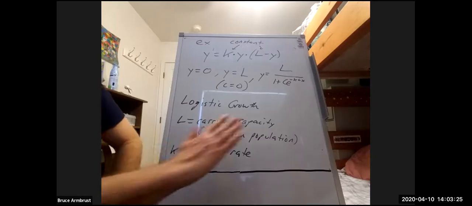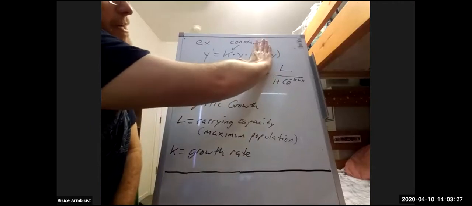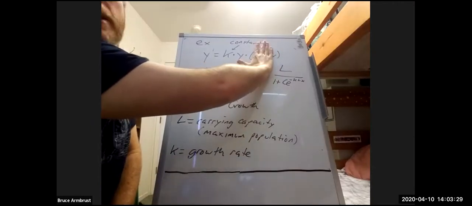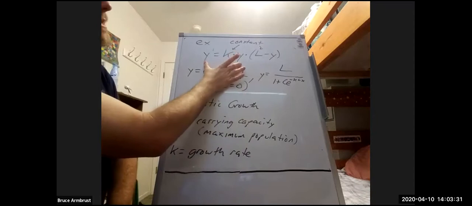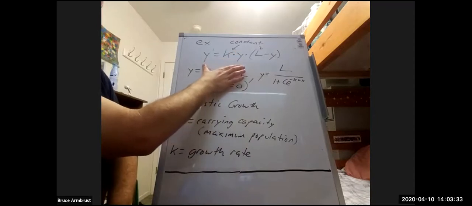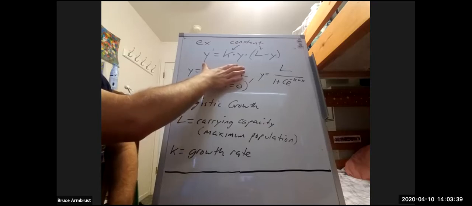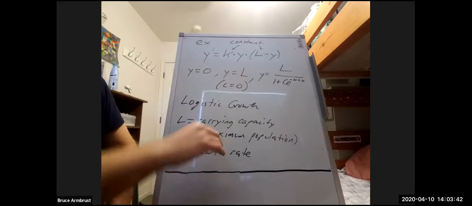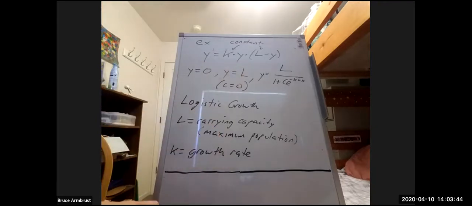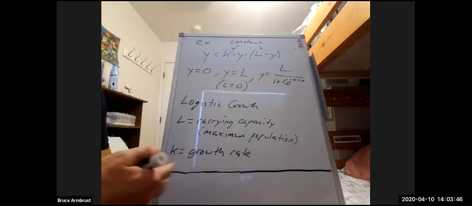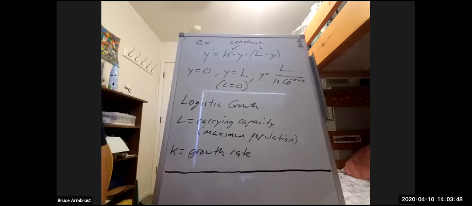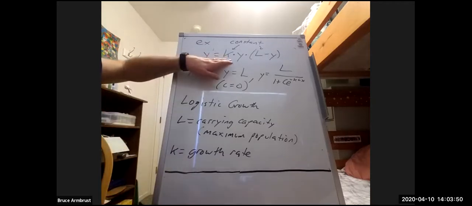If I ignore the L minus Y, like if I just cover that and I have Y prime equals KY, so just this piece, you may remember from our discussion last time that that gives us an exponential, right? That was the most basic linear first order homogeneous that we solved. And we saw that we got e to the KT, right? So that just gives us exponential growth.